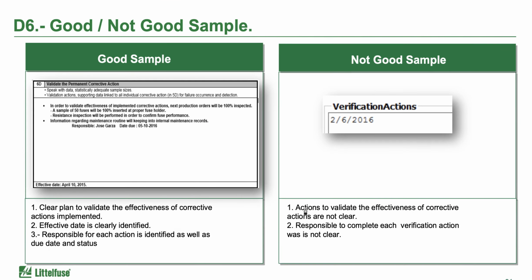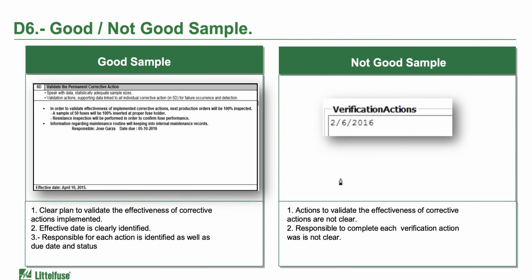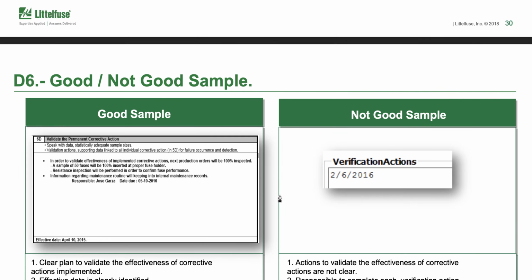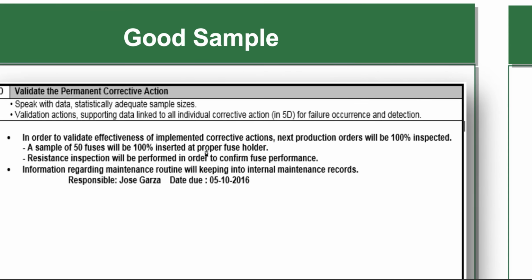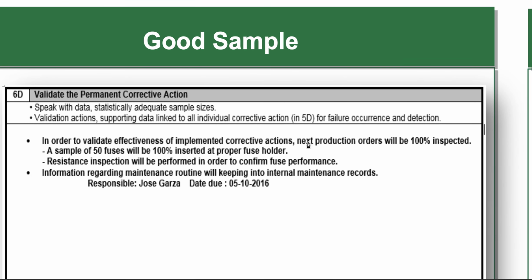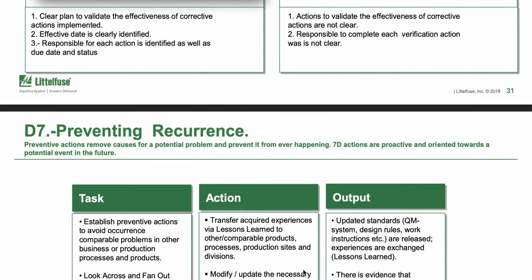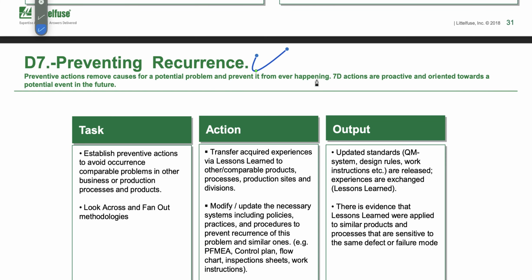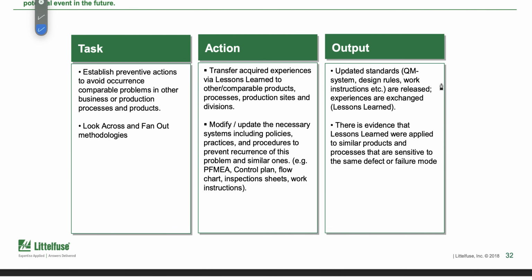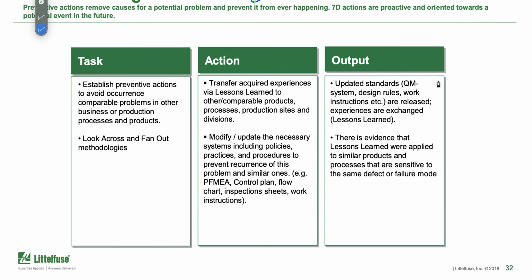And here is a good sample and a bad sample. There is nothing new. Step 5, your plan and some evidence for confirmation. Step 6, what you have done and some details about validation of the effectiveness of corrective actions. Step 7, preventive actions. Let's read the output of step 7. I think this will be enough.